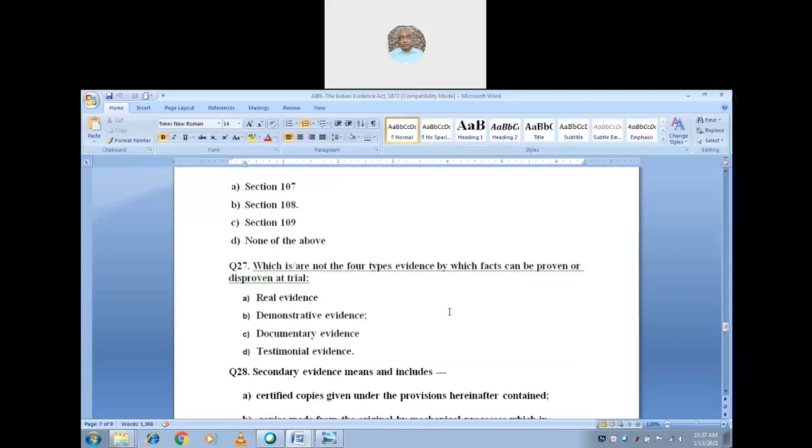Yes, which are not the four types of evidence by which facts can be proven or disproven at trial? Please read once again and check what is written over there. I say, which are not the four types of evidence? There are generally four types of evidence: real evidence, demonstrative evidence, documentary evidence, and testimonial evidence. Which one is not among them?